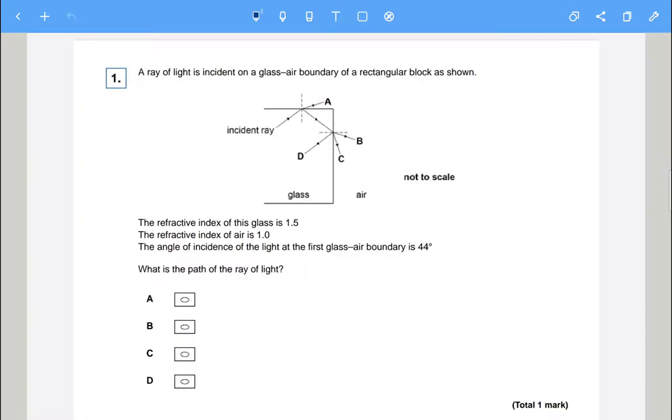So now the walkthrough will begin. First question: a ray of light is incident on a glass-air boundary of a rectangular block as shown. It gives us the refractive index of the glass, 1.5, and the refractive index of air is 1. The angle of incidence for the glass-air boundary is 44 degrees, and the question wants us to identify what path the ray of light will take.